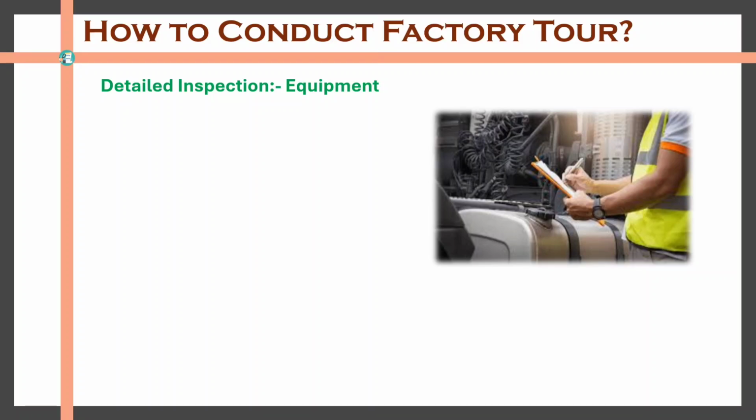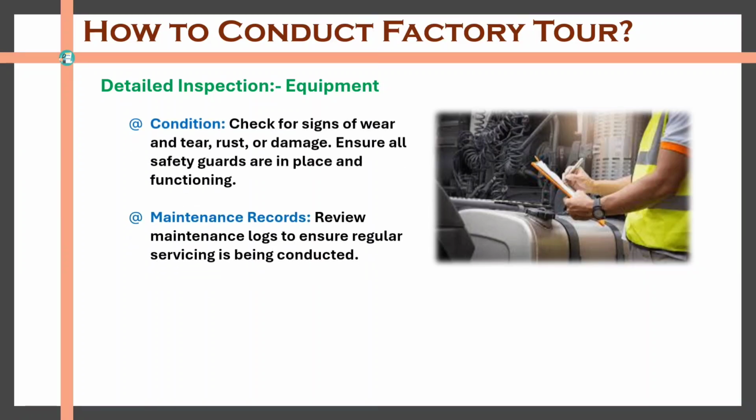Next is the detailed inspection that includes equipment. Condition: check for signs of wear and tear, rust or damage. Ensure all safety guards are in place and functioning. There is no immediate risk in handling the equipment. Maintenance records: review the maintenance log to ensure regular servicing is being conducted as per the scheduled plan.